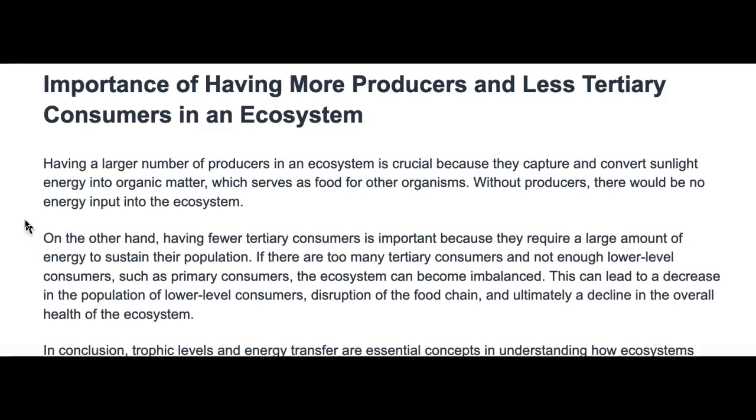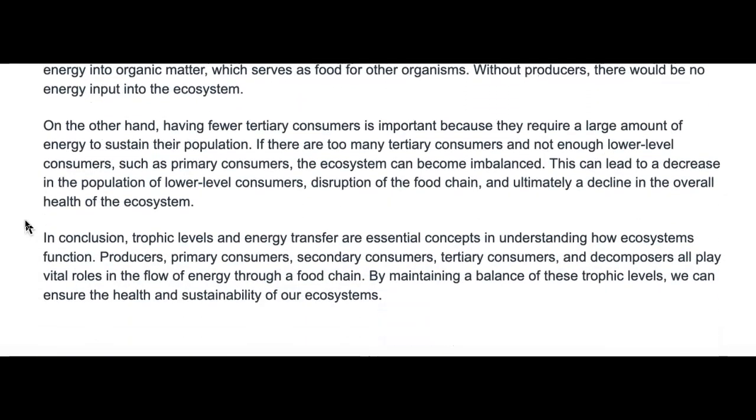On the other hand, having fewer tertiary consumers is important because they require a large amount of energy to sustain their population. If there are too many tertiary consumers and not enough lower-level consumers, such as primary consumers, the ecosystem can become imbalanced. This can lead to a decrease in the population of lower-level consumers, disruption of the food chain, and ultimately a decline in the overall health of the ecosystem.